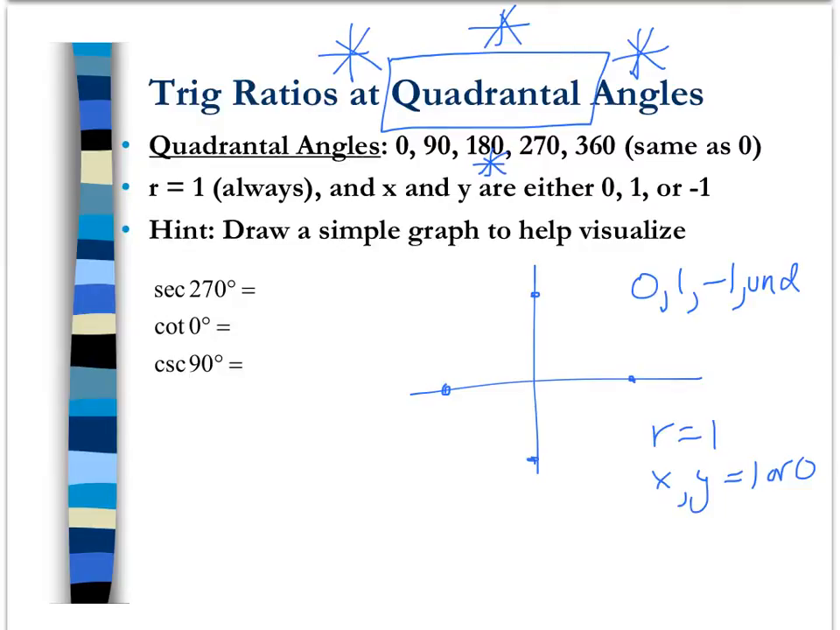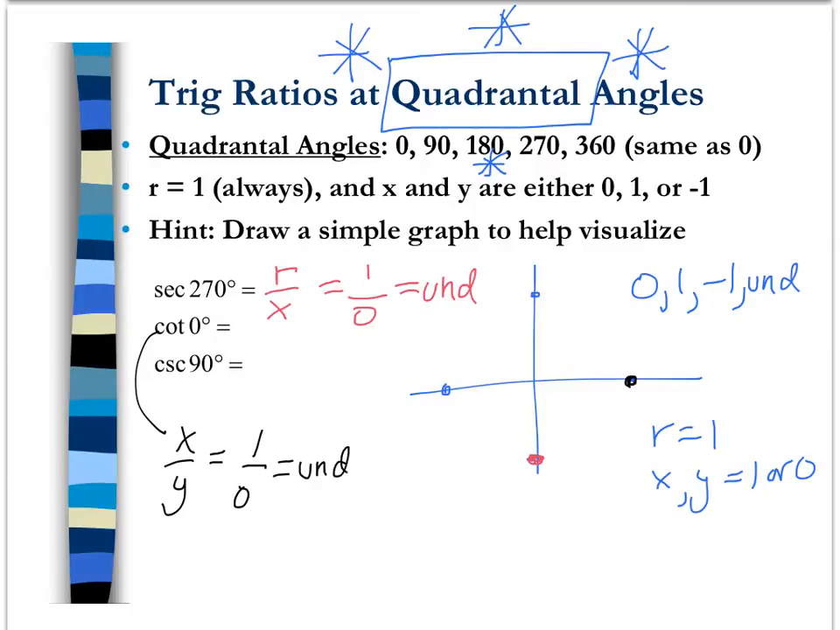So if we were doing the secant of 270 degrees, that would be down here. And secant is going to be r over x, and at 270, r is 1, x is 0, so this is undefined. If I were doing the cotangent of 0, cotangent is x over y, so I have 1 over 0, again, undefined. And if I was doing cosecant at 90, cosecant is r over y, 1 over 1, and so this is equal to 1.